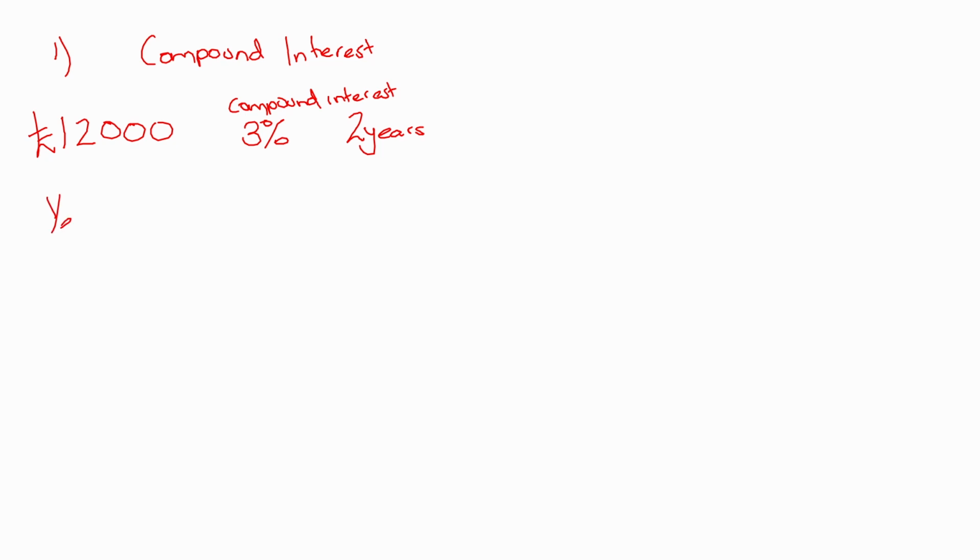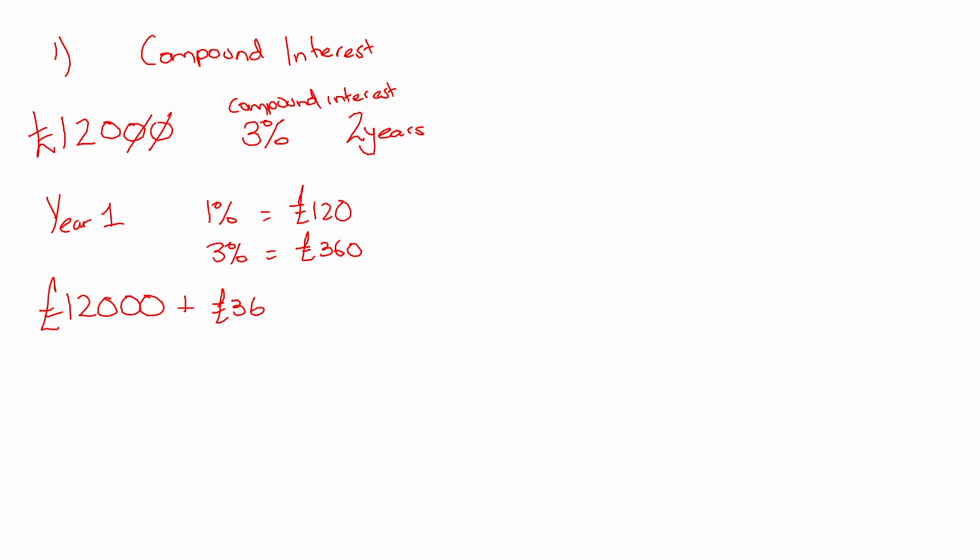Okay, so in year 1, we're going to set it up. We need 3% of this. Well, 1% is basically divided by 100, isn't it? So 1% is 120. So 3% would be triple that, which is 360. So the new amount in my bank at the end of year 1 is the 12,000 I originally put in, plus this extra 3% that they've decided to give me. So I'm now up to 12,360.